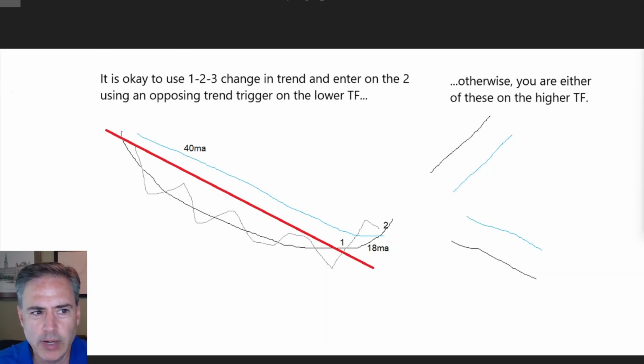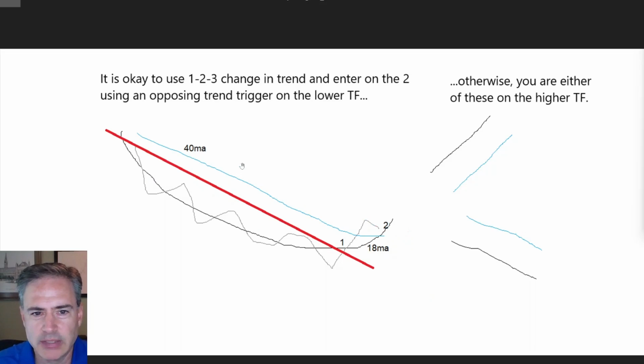Now, the point I wanted to make here is that we want to buy on the higher time frame. We want to buy at the 2, but we want to go and find the opposing trend trigger on the lower time frame. So if I'm looking at a daily chart, the higher time frame would look like this, and we're getting a pullback on the daily to the 18. Then the lower time frame is going to actually be an opposing trend, where it's been making lower highs and lower lows, and we're looking for a reversal on that time frame.